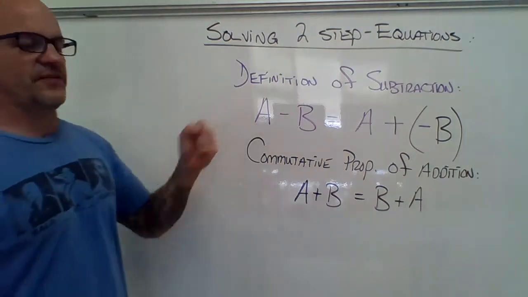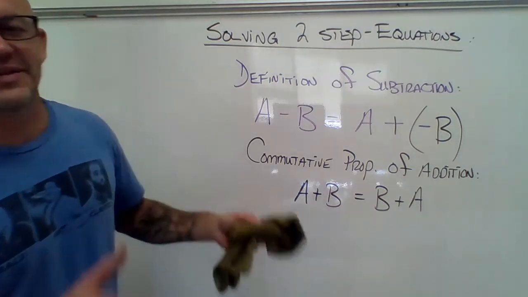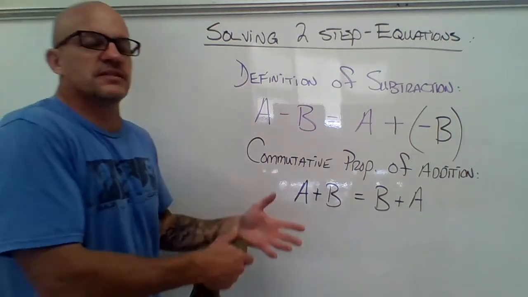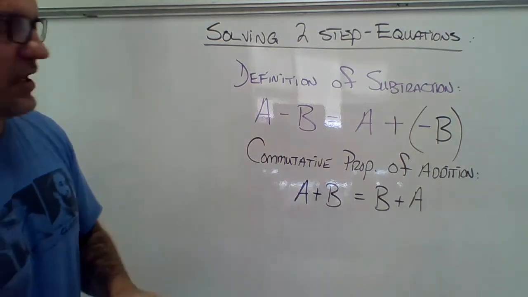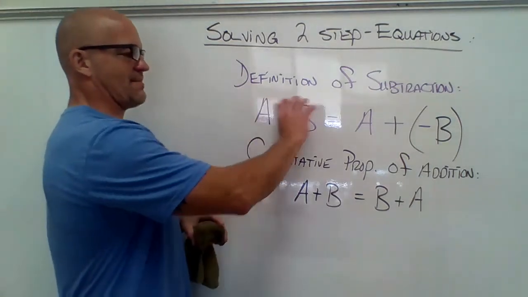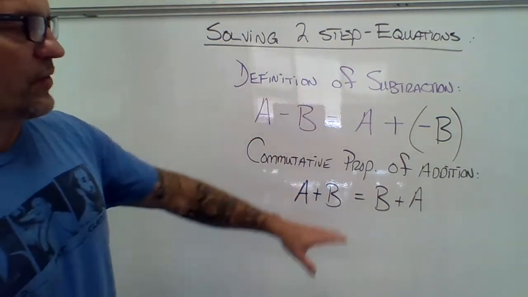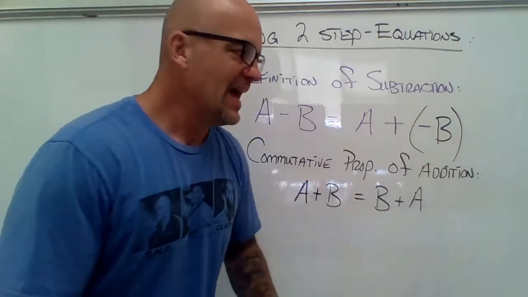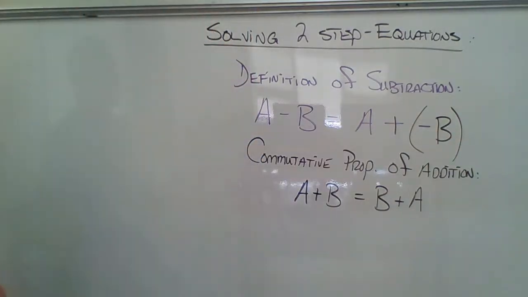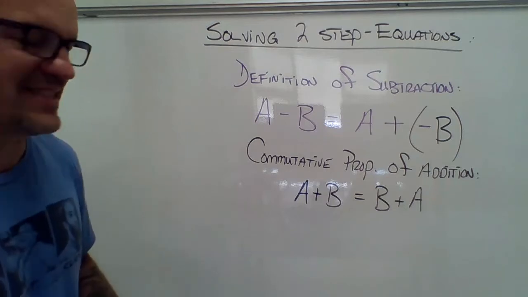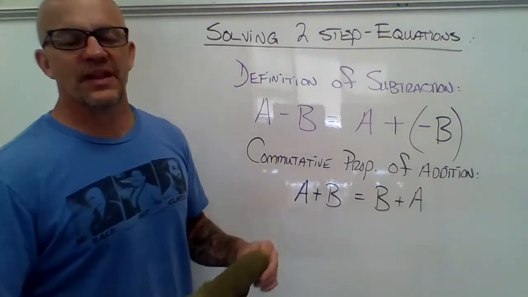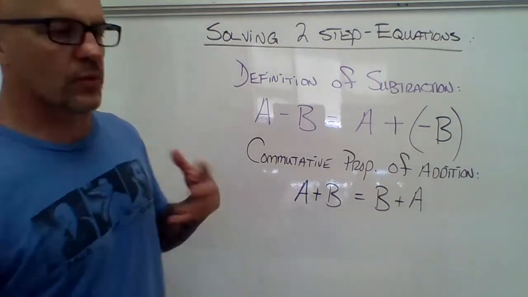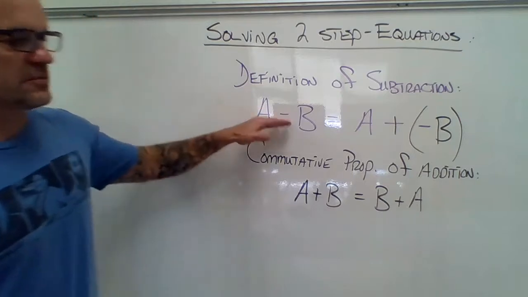The first one is the definition of subtraction. And all the definition of subtraction is defining subtraction by using addition. So if I have something like a minus b, that can also be written as a plus the opposite of b. And I'm sure you've done that before, and it's not anything new. It's just something a lot of students don't take into account when they're working on this solving. So we can turn subtraction into addition.